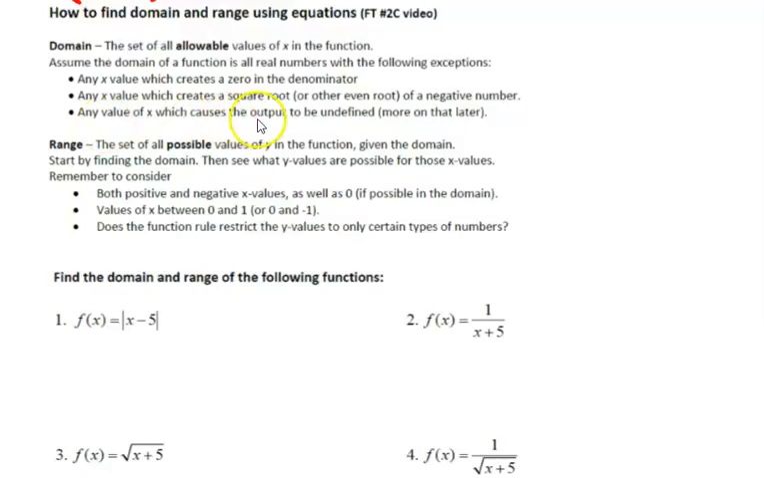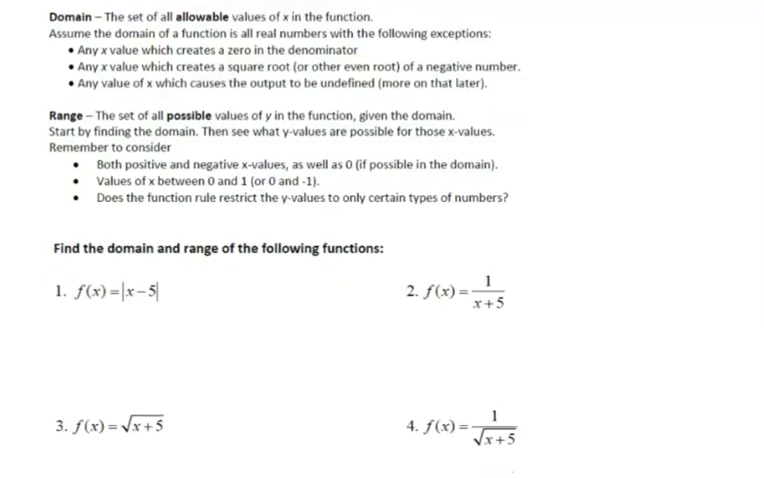Any value of x which causes the output to be undefined, and we will talk about other types of functions later where certain output values are undefined with certain input values. But for right now, we're going to focus on the first two. We can't make the denominator equal to 0, and we can't take the square root or other even root of a negative number. So let's go through, first of all, and look at the domains of these four functions.